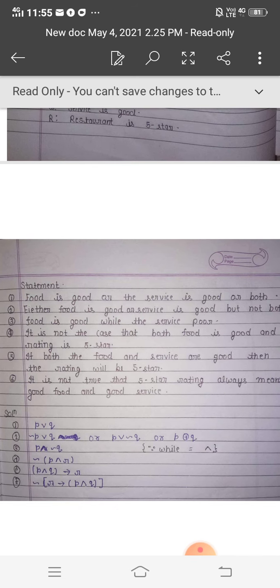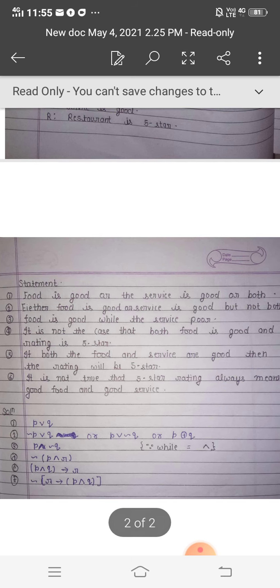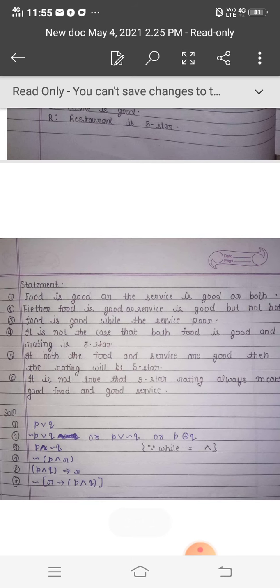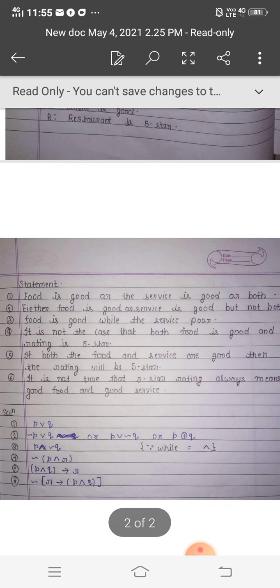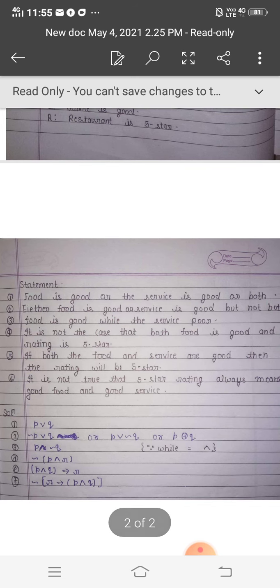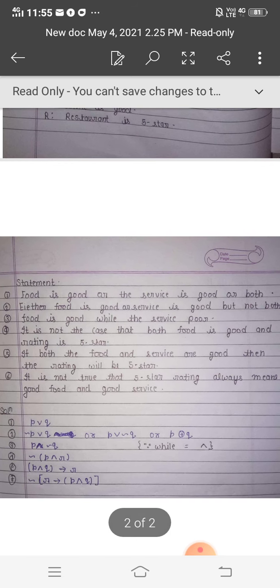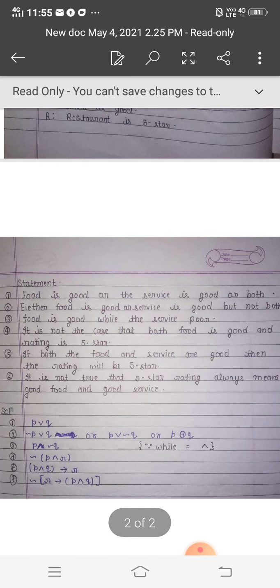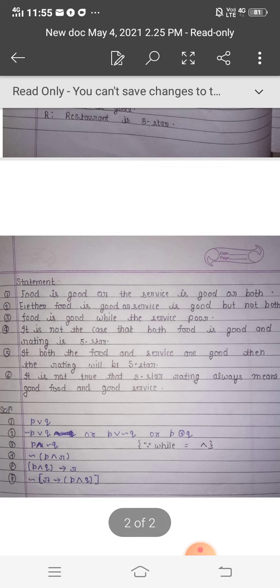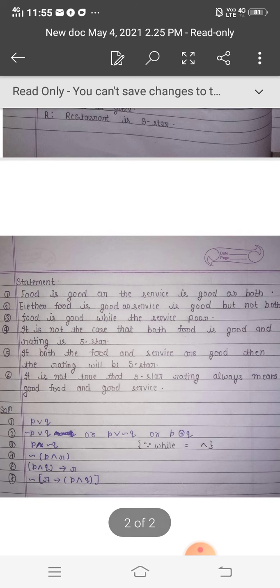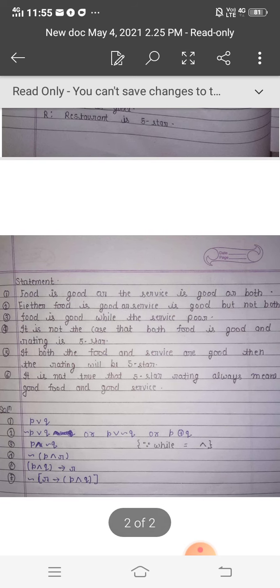Next, it is not the case. In any question, if it is written it is not the case, it is not true, it is false, then we will put not before the bracket, and in the bracket we will write food is good, rating is 5-star. P is food, and rating is given in R. So the answer will be not before the bracket, and in the bracket the answer will be P and R.